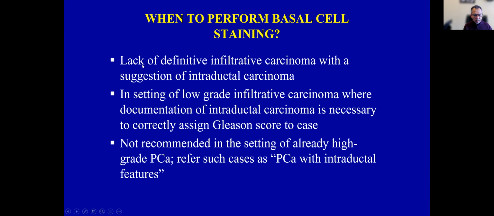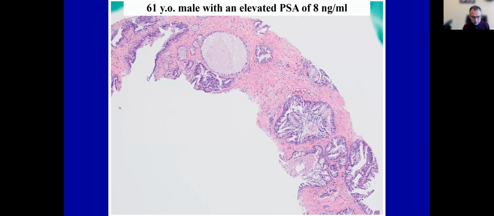When you have a lack of definitive infiltrative carcinoma with a suggestion of intraductal carcinoma, so when you are potentially dealing with an intraductal-only situation in the biopsy, or when you are dealing with a setting of a low-grade infiltrative carcinoma where documentation of intraductal carcinoma is necessary to correctly assign the Gleason score to the case, we will see the example in the next slide. It is not recommended in the setting of already high-grade prostate cancer, where you think that separating it is not going to change the clinical management or significantly change the grading. Then you can refer to those as prostate cancer with intraductal features.